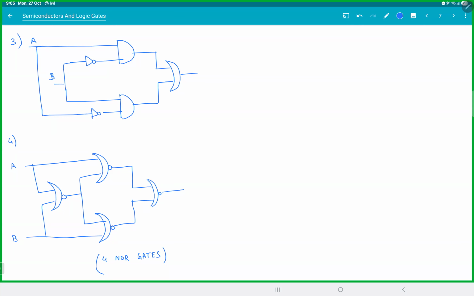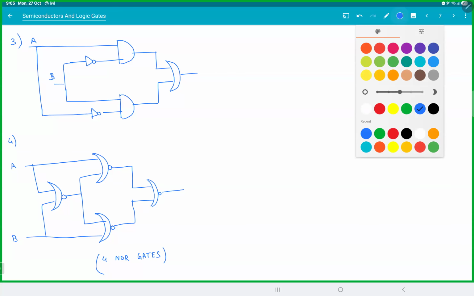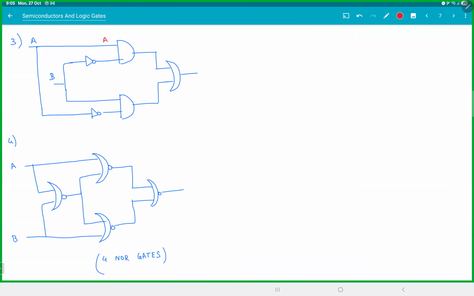Let's see. Now, look at this one. This is A. This is not gate made into B bar. So you are giving A bar, A and B bar to the AND gate. So this guy is A dot B bar. This is B and this is A bar. So this guy you're giving A bar dot B and then you're adding them. So that is A dot B bar plus A bar dot B.